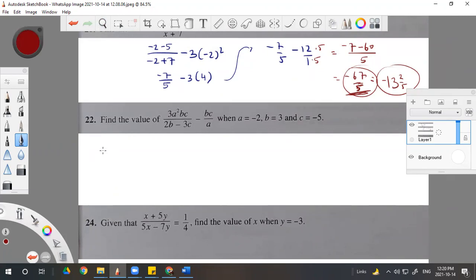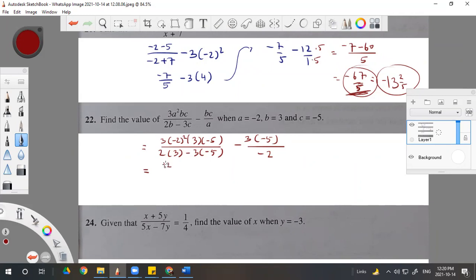3a square. So 3 times negative 2 square, right? Because the a is negative 2 times b. Wait, I think I need to put it here biar kelihatan. Negative 2 square times b times c over 2b minus 3c, apa ya? Minus b c, ya, ini di sini ya. Jadi semuanya tinggal ganti angka-angkanya. And this is pure math. Pure mathematical working. No algebra anymore.